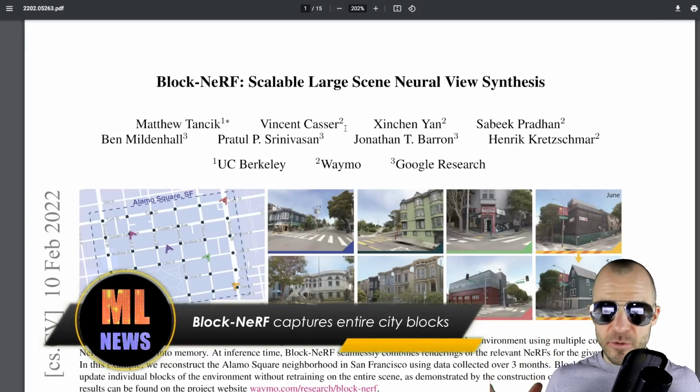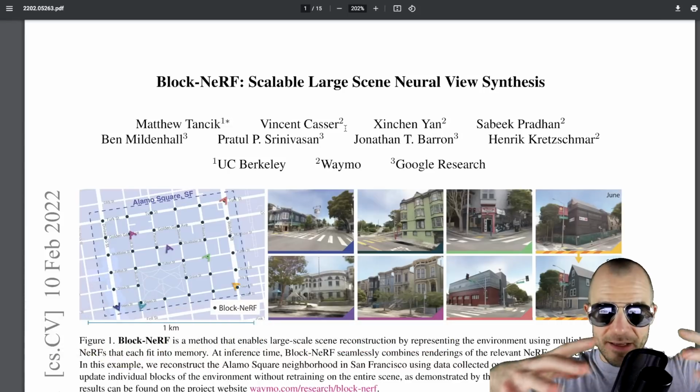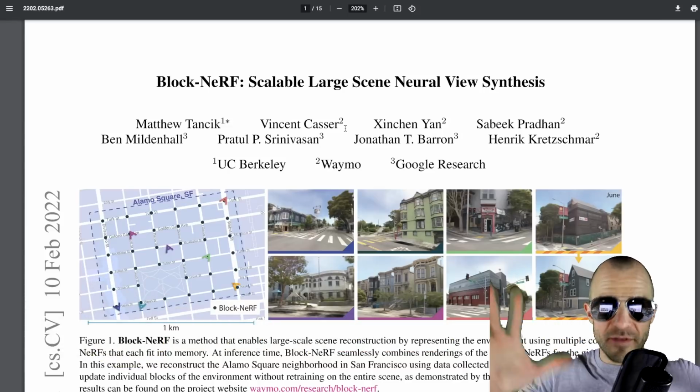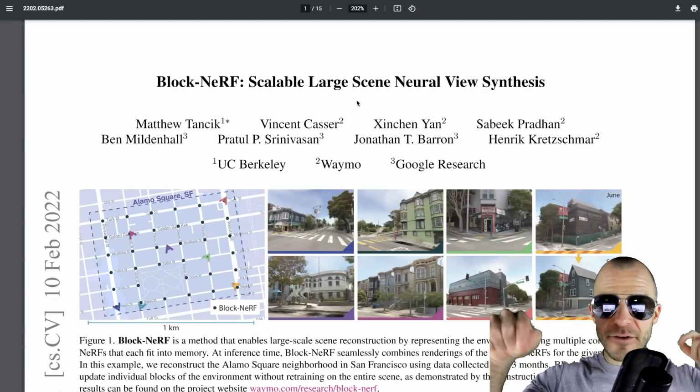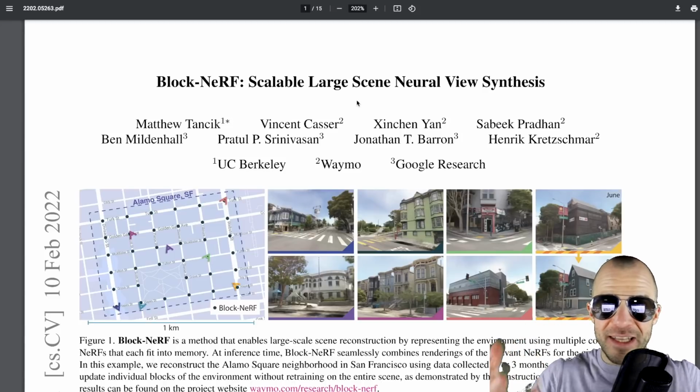Now, this used to work in a limited setting with like one object in the middle or one scene, but this paper right here takes an entire city block and figures out how to combine different NeRFs, like different scenes, together and stitch them together.